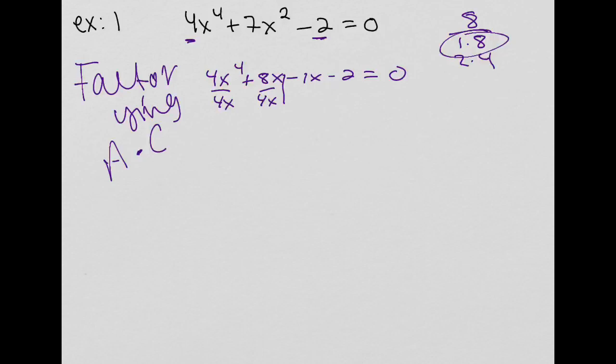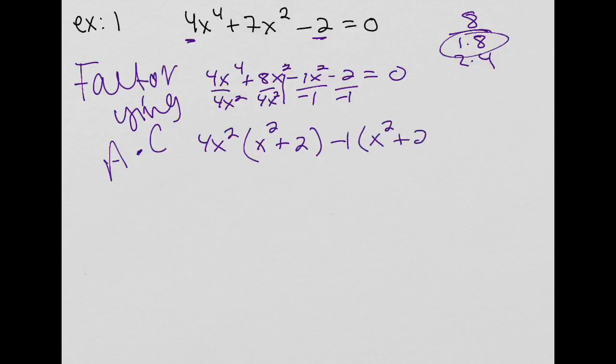I'm sorry, I meant to put x squared here, x squared here. My bad there. What they have in common is a 4x squared. Here, what they have in common is just negative 1. So then it's 4x squared, parentheses. We're still going to have an x squared plus a 2. Here, we're going to bring the negative down, and I'm going to have x squared plus a 2 equals 0.